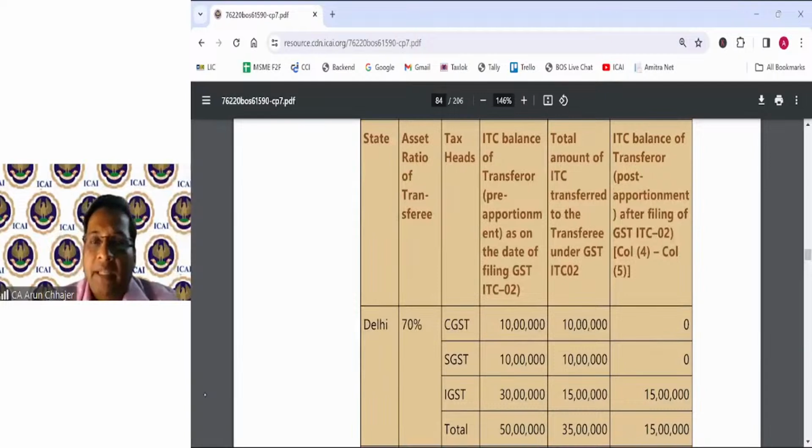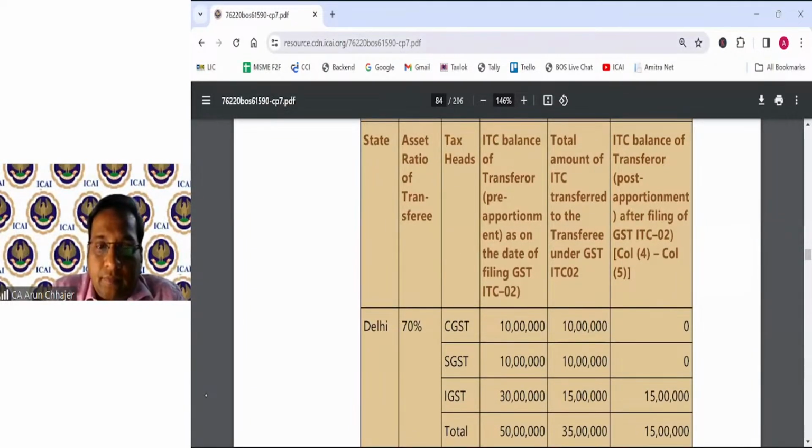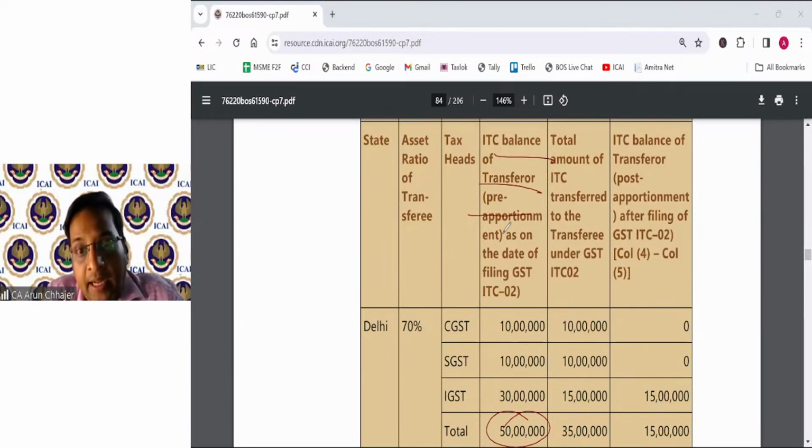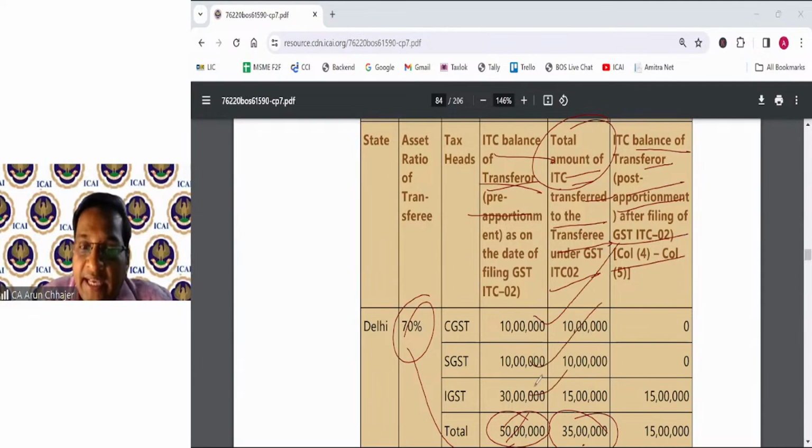Let's take one example. They have given the example in the circular itself. State Delhi, asset ratio of transfer is 70%. Tax heads CGST, SGST and IGST, and total ITC balance is 50 lakhs. ITC balance of the transferor pre-apportionment as on the date of the filing of ITC-02, see, this 50 lakh. Total amount of ITC transferred to the transferee under ITC-02, 70% of 50 lakh, is 35 lakh. ITC balance of the transferor post apportionment after filing ITC-02. So what is the balance? 35 lakhs. So they will transfer C as then balance I.